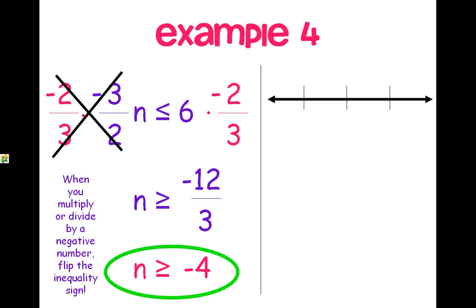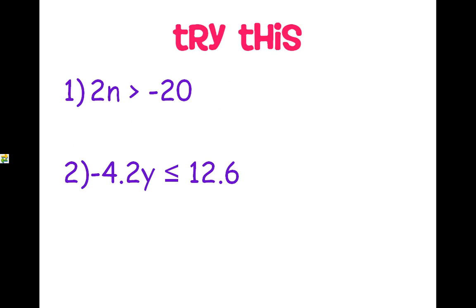Let's plot our points. It can be equal to, so we shade it in. And n is greater than, so it's going to be shaded to the right. Okay, try these on your own, see what you can do.